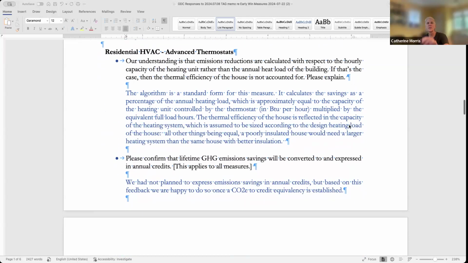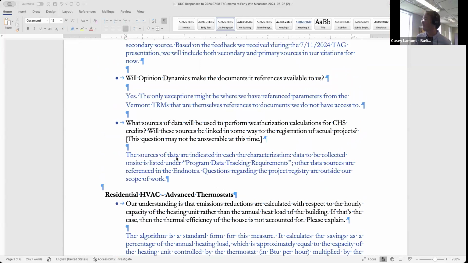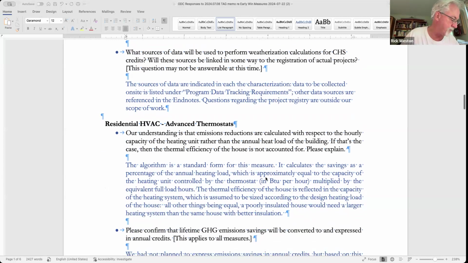All right, residential HVAC. Is that where we are now? Okay, the first of that. Hang on. Oh, actually, would you just go back? I want to make sure I've got them. I'm taking these notes question by question. So the question, what sources of data will be used, that one's okay too. Is that okay? Yep. Okay, then let's go to the next one.